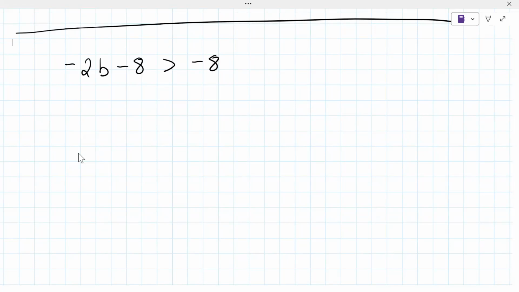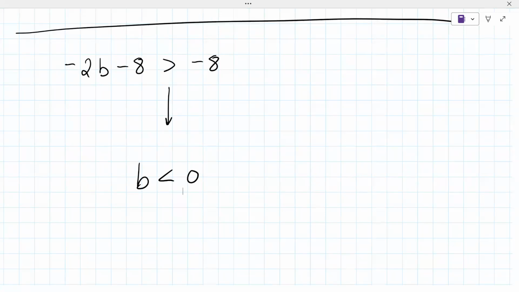-2b is greater than 0. Okay, keep going. How do you undo the -2? You divide it by -2, so b is greater than 0. But didn't you multiply or divide by a negative there? Shouldn't that affect the inequality? B is less than 0. Yes. It's easy to get off on that.